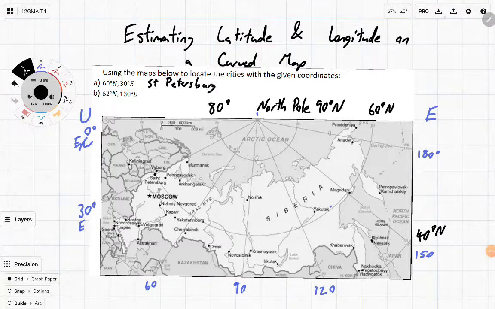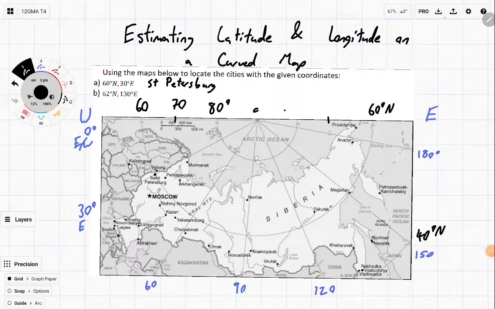Alrighty, now we've got the next one. It's going to be 62 degrees north. Okay, so we've got to think about where 62 is going to be. Is it going to be above that 60 line, or is it going to be below that 60 line? And we can actually use this scale to help us, right? This is 60, this is 80, so 70 is going to be about halfway between. That's going to be the same on both sides.